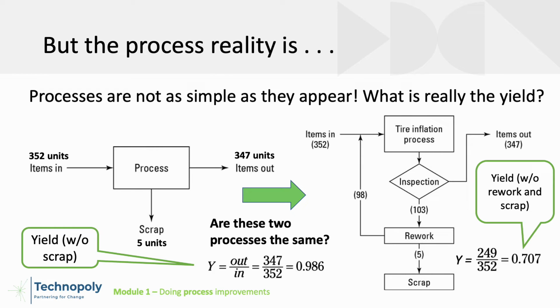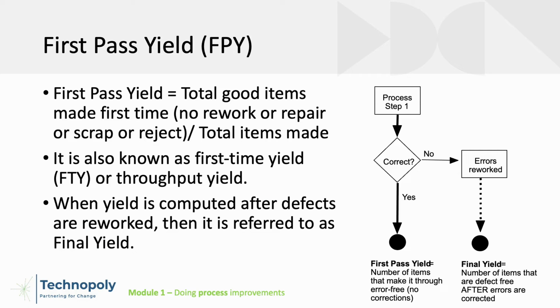So one way of measuring yield, a stricter way of measuring yield, is to not include the scrap and not include the rework. As a result, your yield will now be lower. From what used to be 0.98 on the left, it is now 0.7 on the right, because we did not recognize rework as an output.